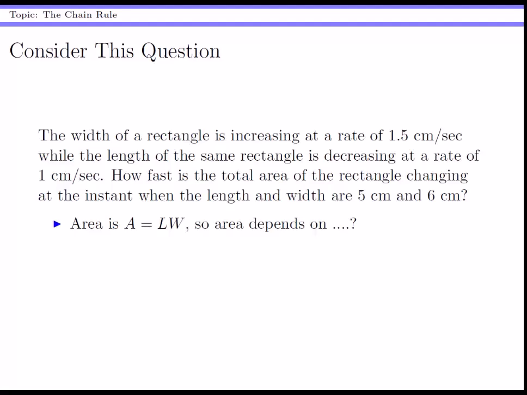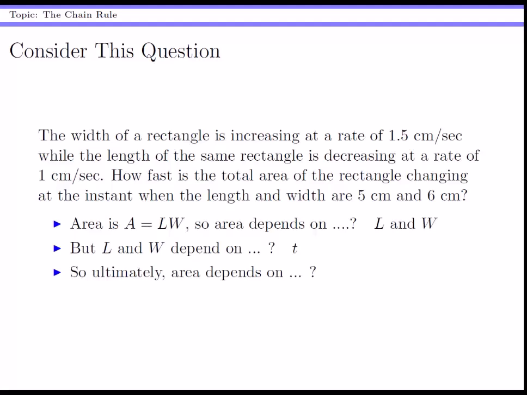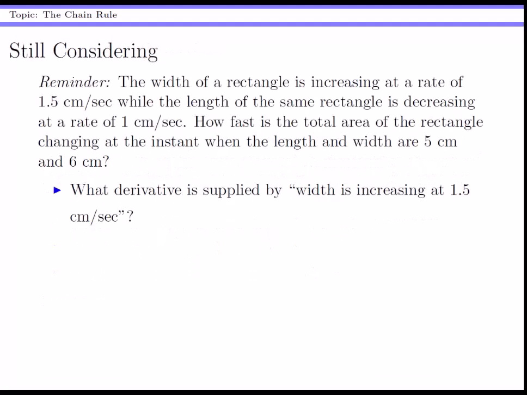So here's how we break down the relationships in this problem. We know that area of a rectangle is length times width. So area depends on length and width, right? Well, not so fast, because length and width in this problem are changing, and so they depend on time. And so ultimately the area will depend on time, right? So far, so good. Now there's a reminder of the problem statement.